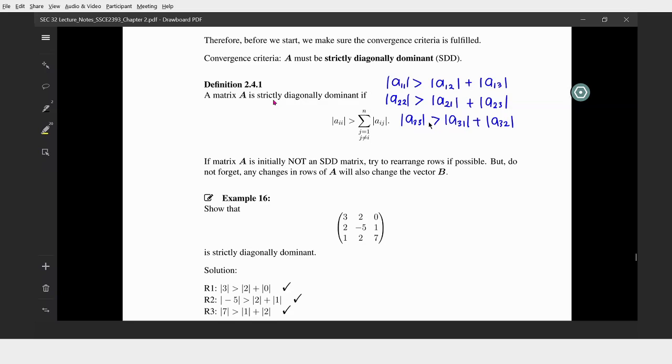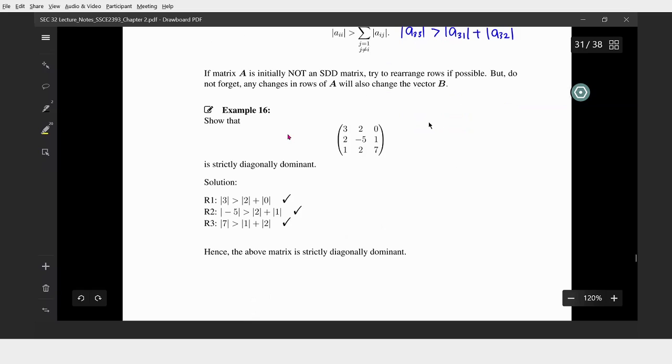Okay, strictly diagonally dominant. Take the simple example here, example 16. Show that this matrix, so this is your matrix A, is an SDD matrix. So the solution: you look at row number 1. At row number 1, the main diagonal is 3. So the absolute value of 3 must be greater than the summation of the other elements on row number 1, in terms of absolute value.